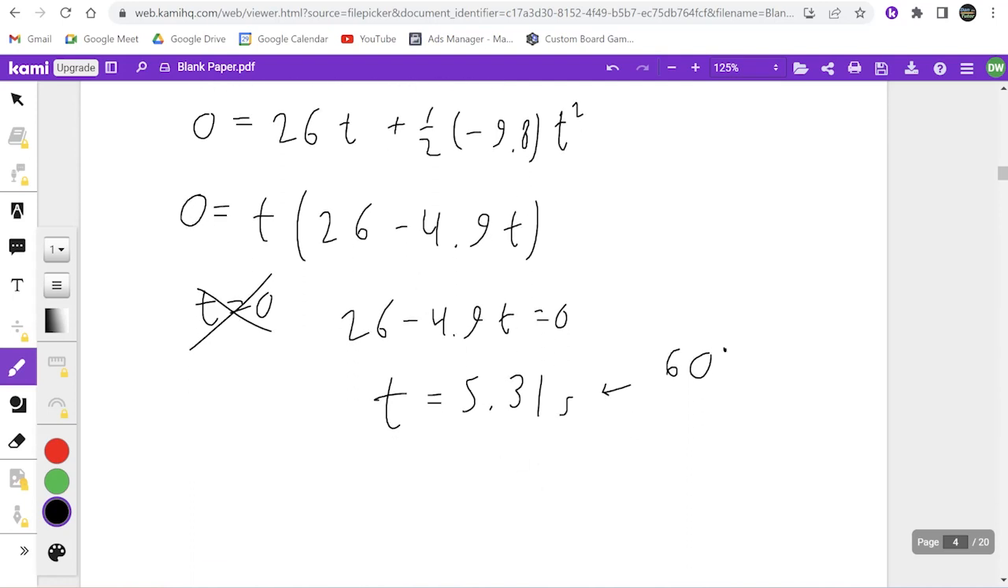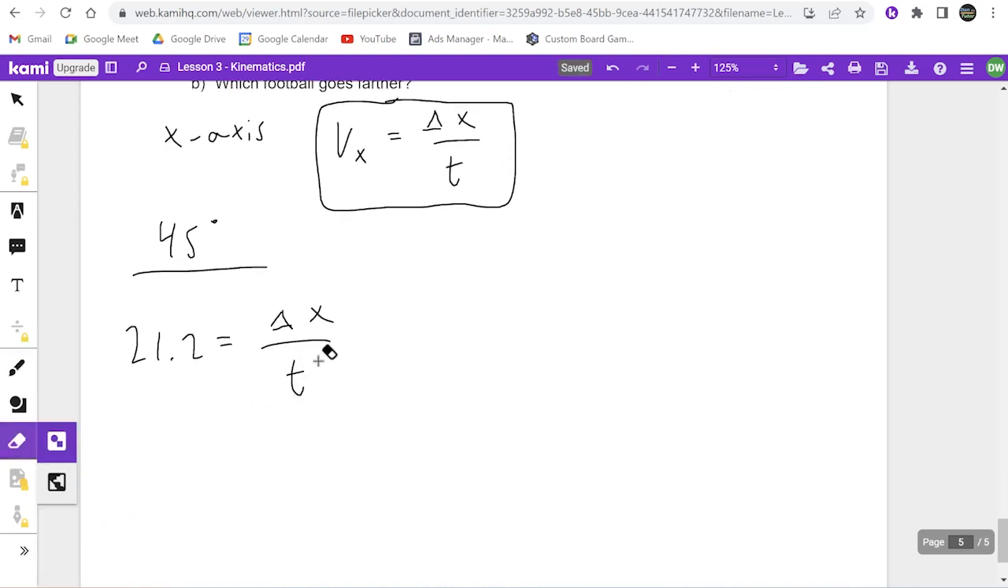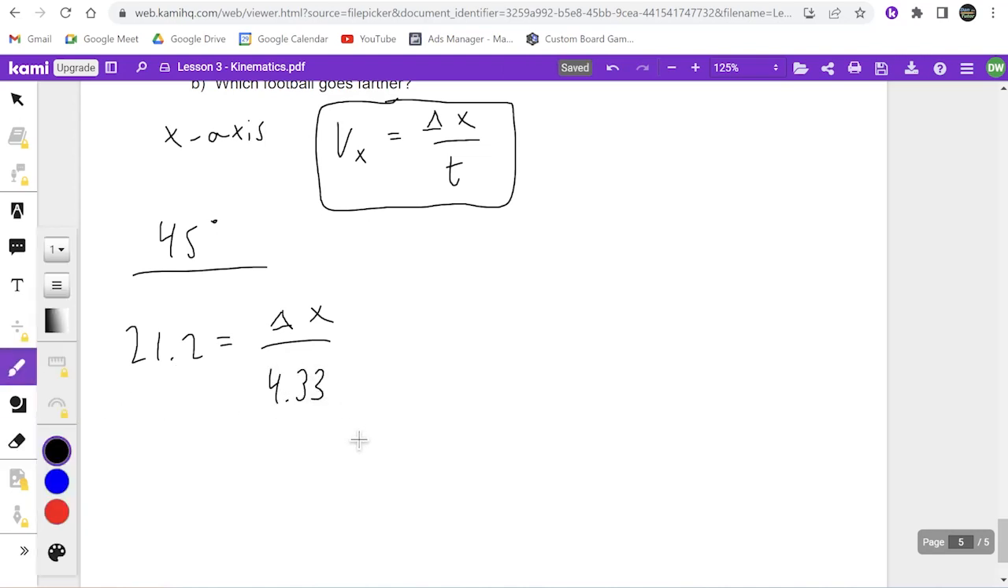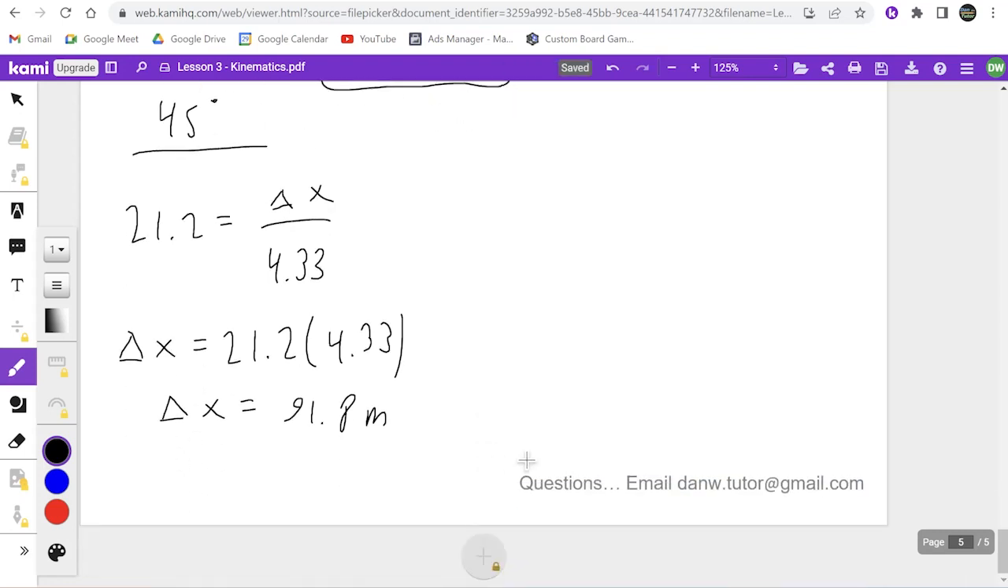But now, if you want to compare the distances, we got to go back here, and we got to use this equation right here. So for the 45 degrees, we just found the time. We said it was 4.33 seconds. If you don't remember, just rewind the video, and you'll see we got time. It was 4.33 seconds for a 45 degree angle. So if you want to solve for delta x, just multiply both sides by 4.33. So 21.2 times 4.33, you're going to get a distance of delta x equals 91.8 meters. I shouldn't circle that. That's not the final answer. But that's how far it is for the 45 degree angle.